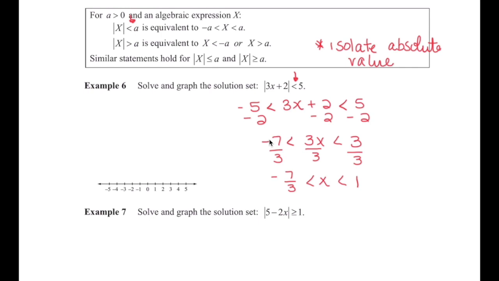We see when we're going to graph this that we have the less than symbols. So at 1, I'm going to have an open circle, and negative 7/3 is negative 2 1/3. Going to kind of estimate here. And our x value is in between these two, both with open circles because we have less than symbols.